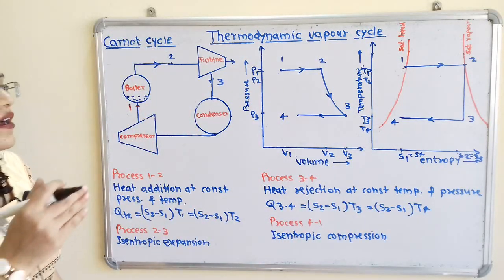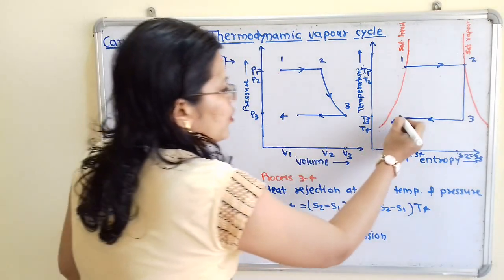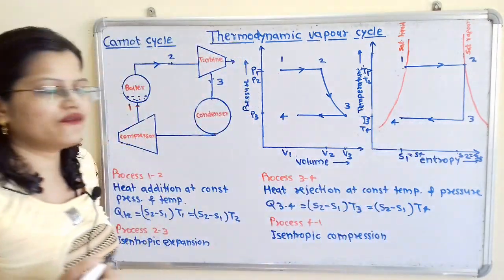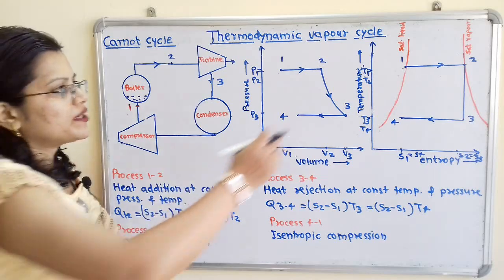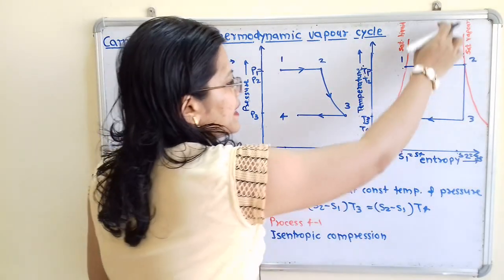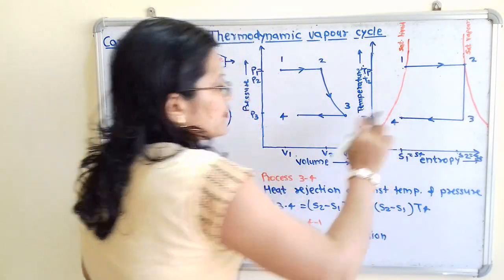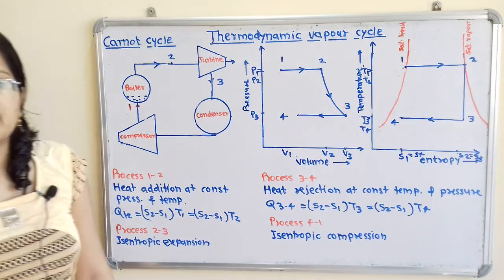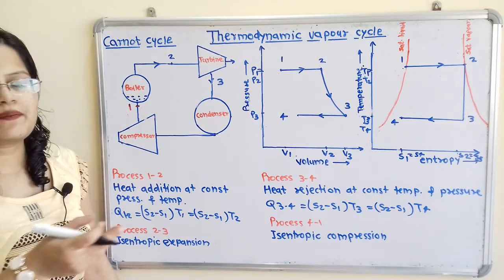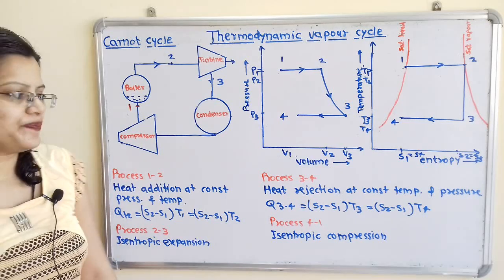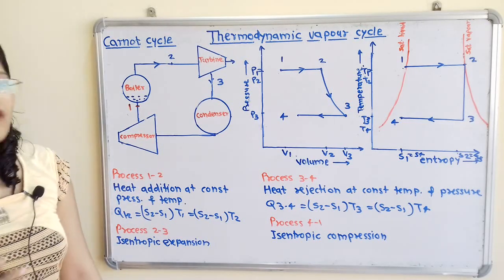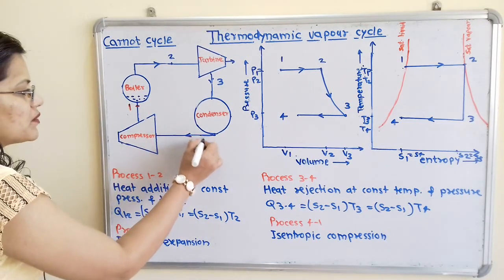Now we will check what is the condition of the working substance at point 4. So it is also in between the saturated liquid line and saturated vapor line. So here is also wet steam, that is water particles are present in this steam. Now we will move for the next process. So I will show here the point 4.